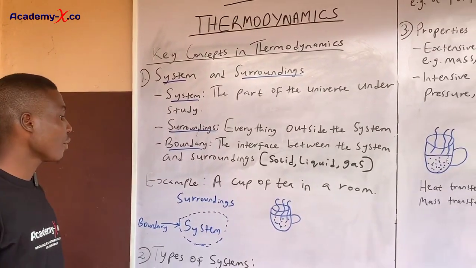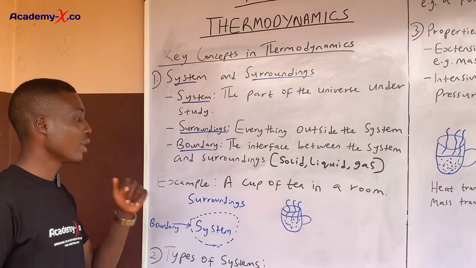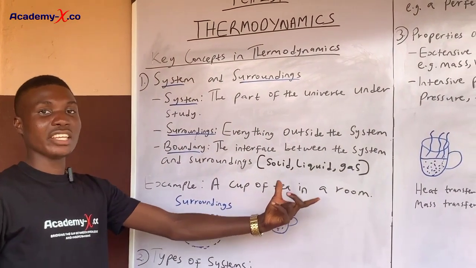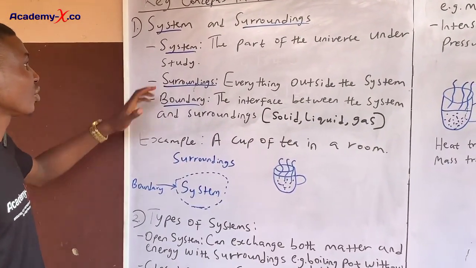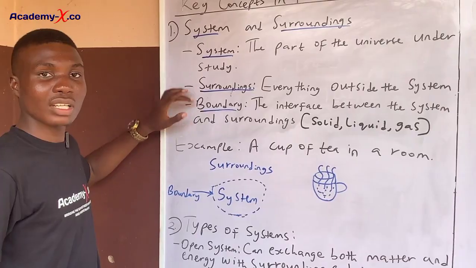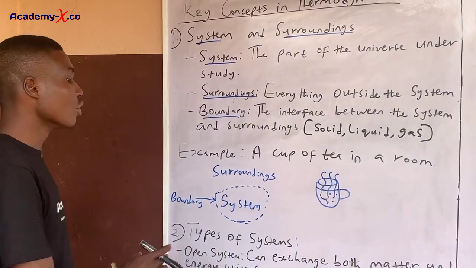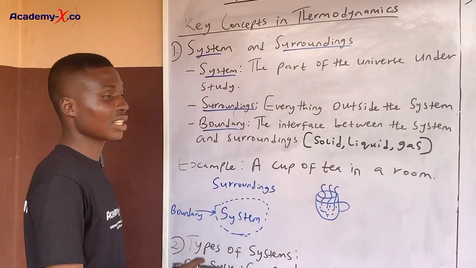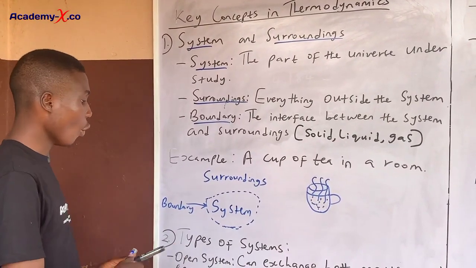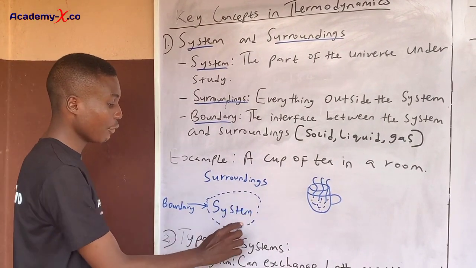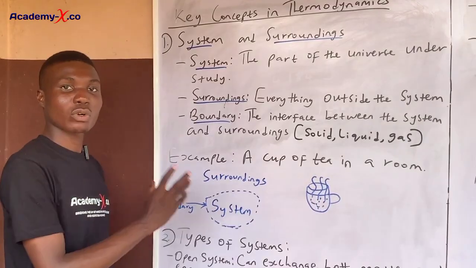So for the purpose of illustration, we'll look at an example. An example is a cup of tea in a room. Using a cup of tea in a room, we're going to illustrate what a system is, what a surrounding is, and what a boundary is. So before we look at the cup of tea, let us just look at a typical illustrating image.